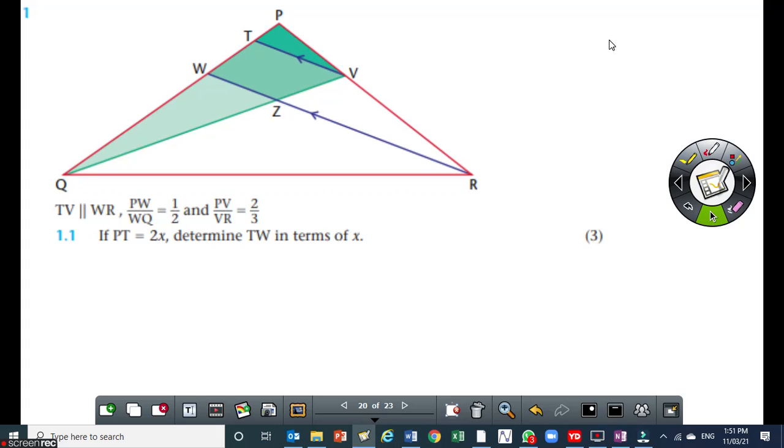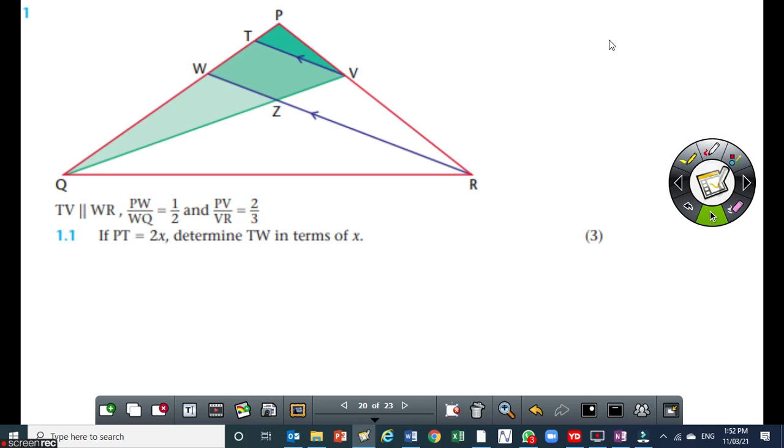Okay, so we are given that TV is parallel to WR. That's very important. That should be a clue to you that you are supposed to use the proportion theorem somehow in this question. Then you have got PW over WQ. Now, because of this ratio, a half, and also the ratio for PV over VR is 2 over 3, I'm going to introduce the concept of the constant. That's the key to getting to the answer.